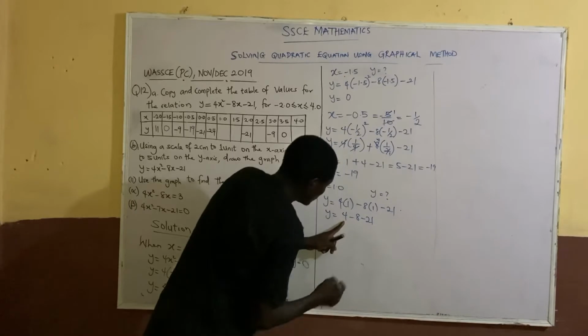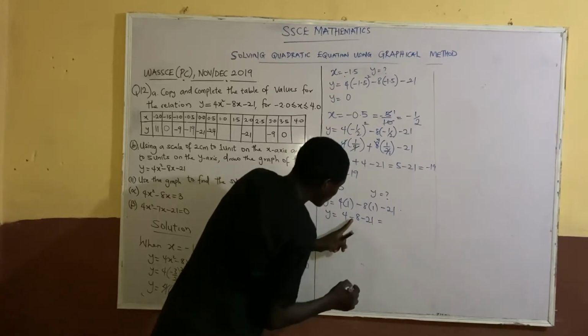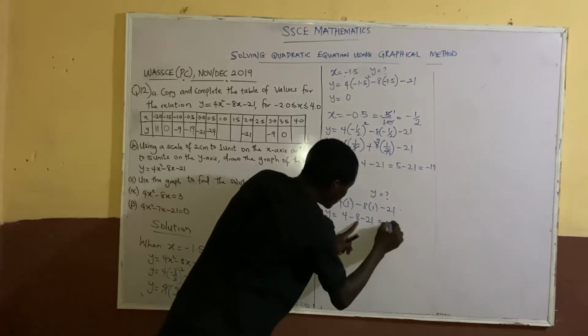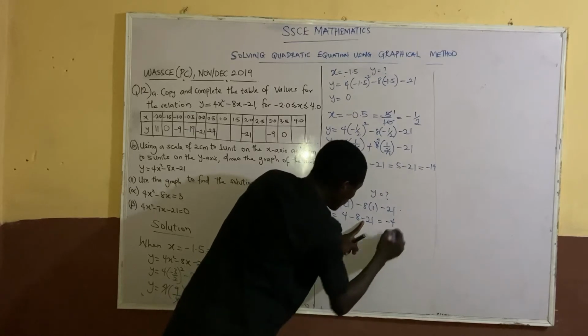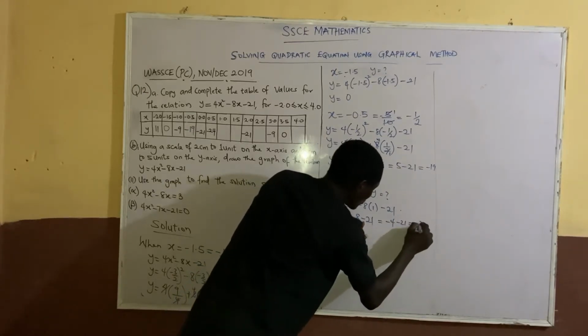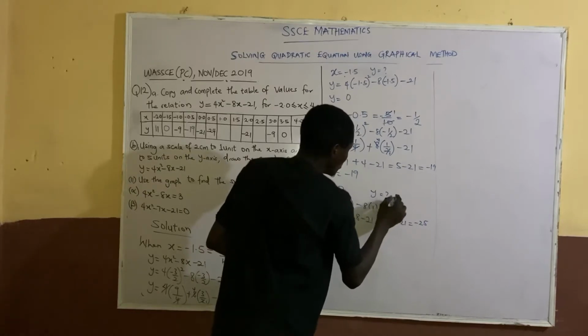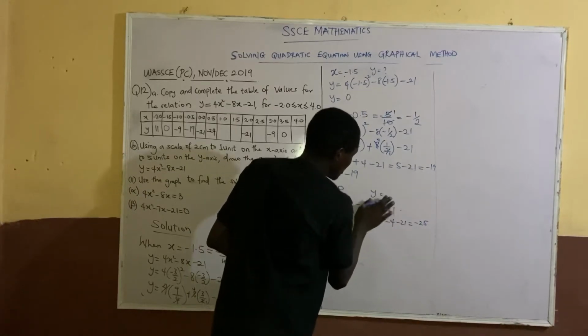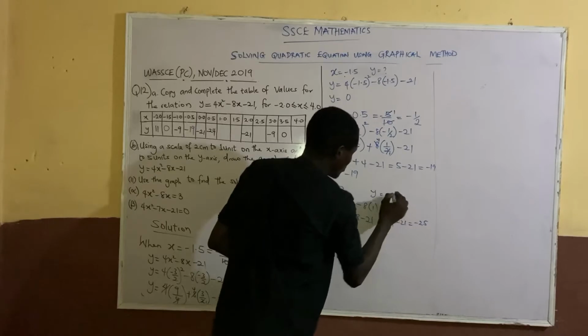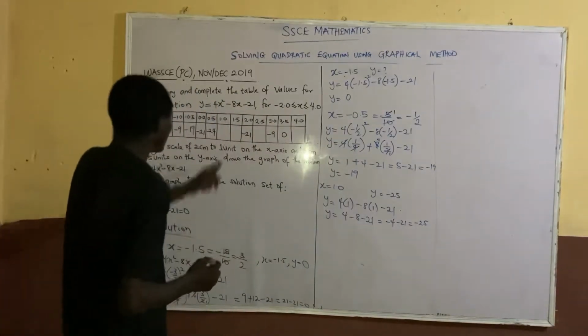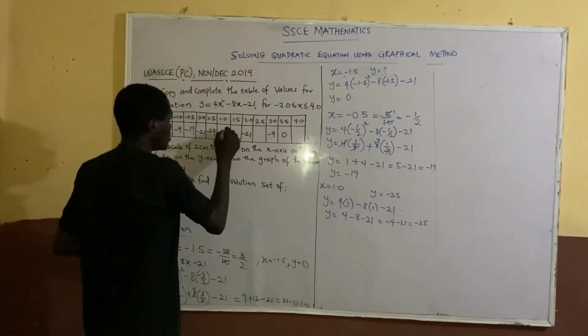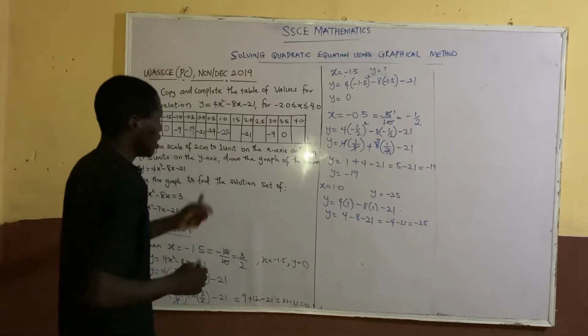Let me come again. Minus 4 minus 8 will give you minus 4. Minus 4 minus 21 will give you minus 25. So which means that this answer here, this our question mark here, is minus 25. I hope you are following.